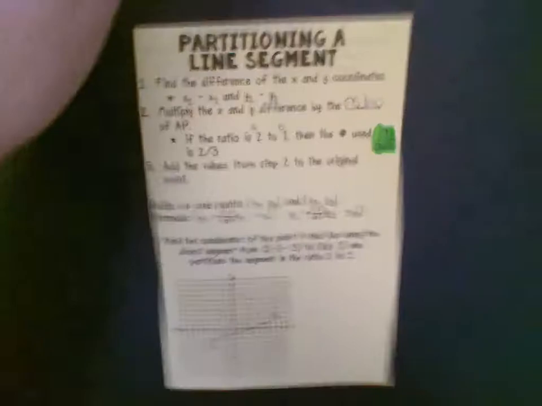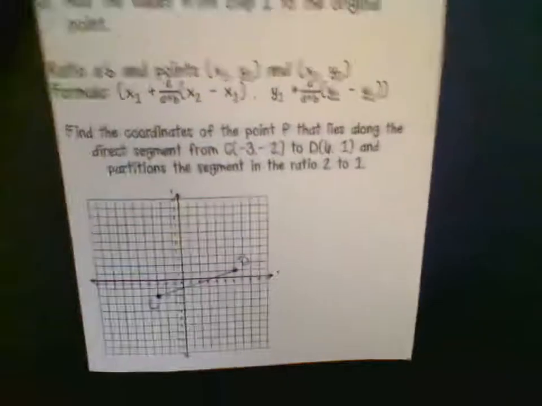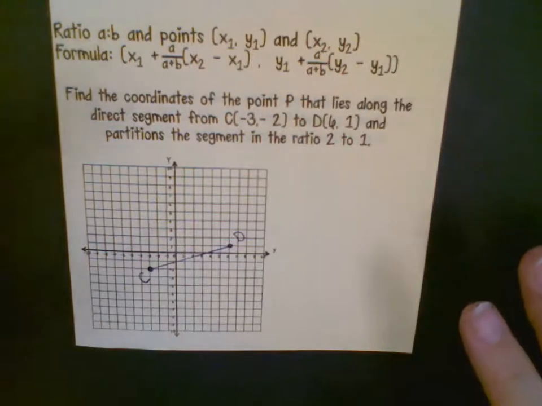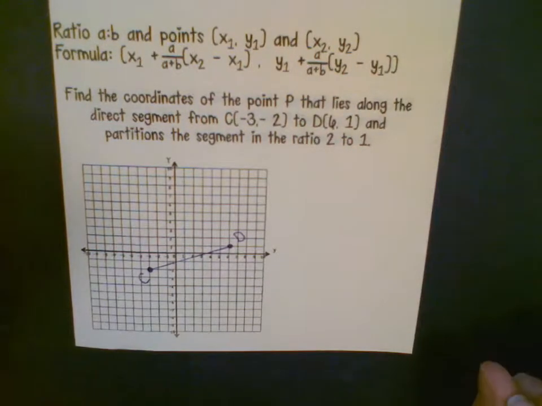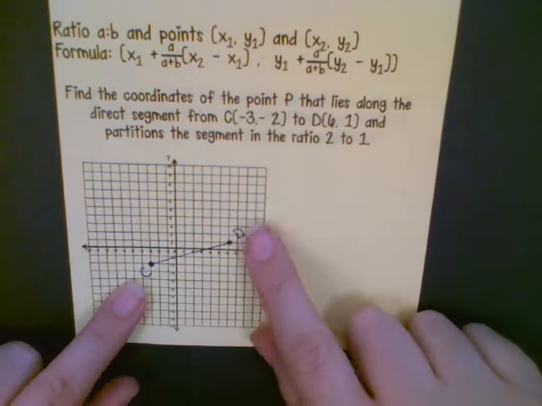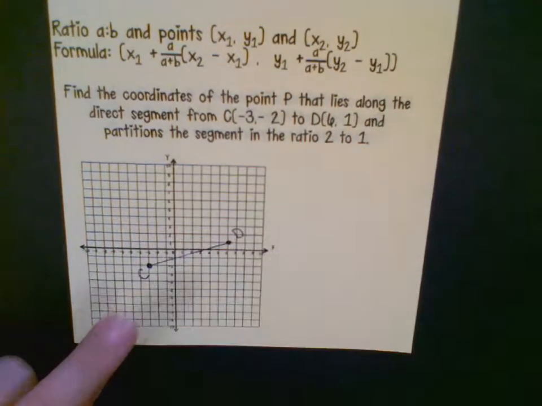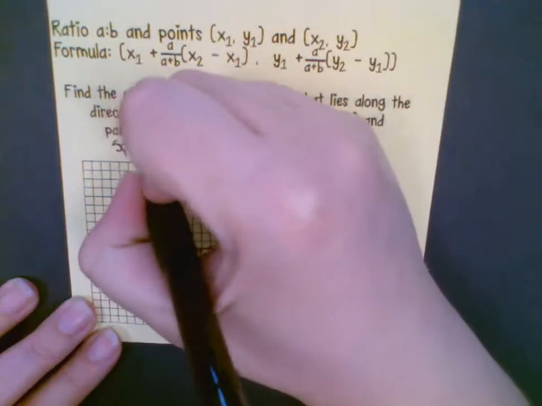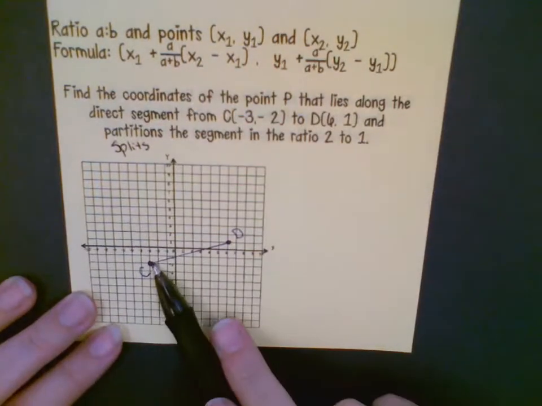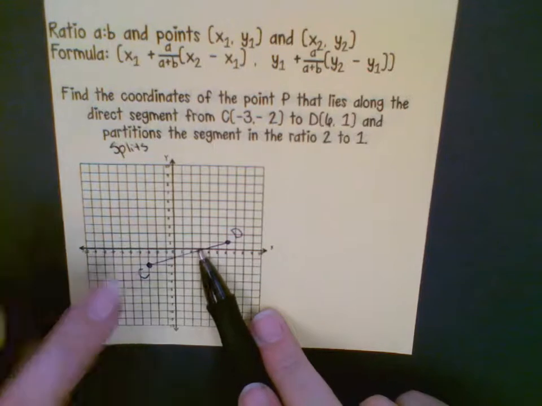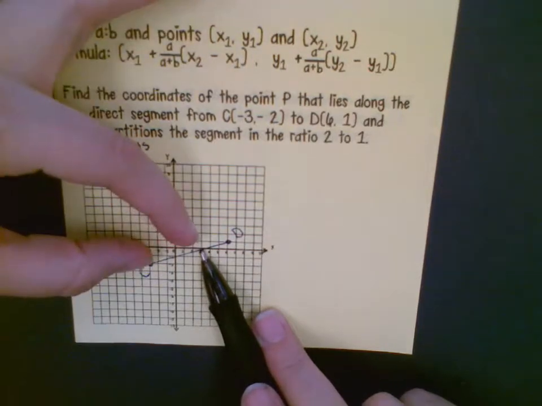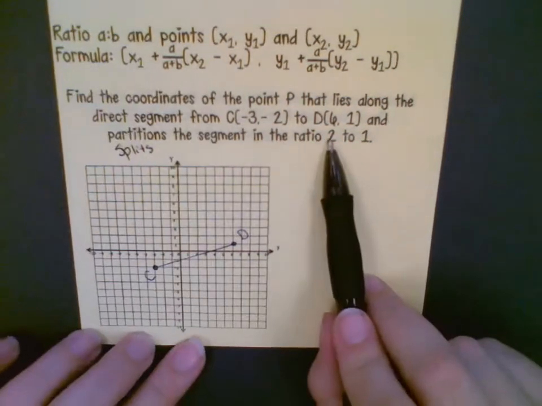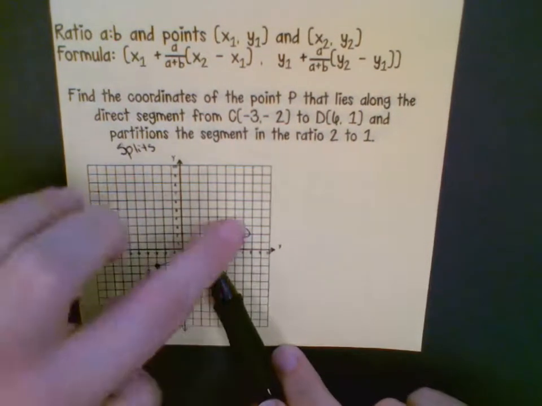So let's take a look at our first example. It says that we want to find the point P that lies along that line segment with those endpoints that partitions or splits the segment 2 to 1. So that means our point P is going to be somewhere over here, because this part from C to P is going to be twice as big as from P to D. And we know that because of this. It'll be 2 parts to 1 part.